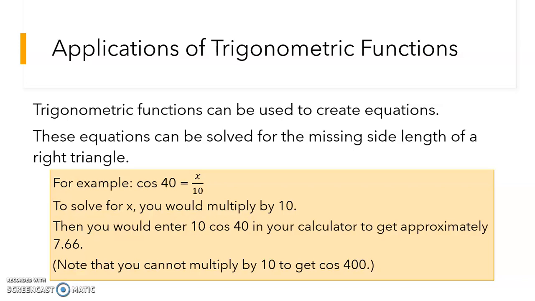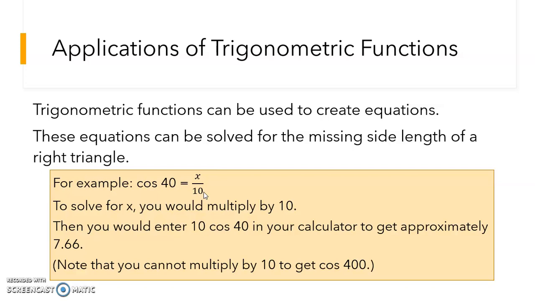So we're going to talk about some applications of the trig functions. What we can do is use the trig functions to create equations, and we can solve these equations to find missing side lengths in right triangles. So I have an example here. If I know that my angle is 40 degrees, and I want to know the adjacent side, and I know the hypotenuse is 10, what we can do is set up an equation that looks like this.